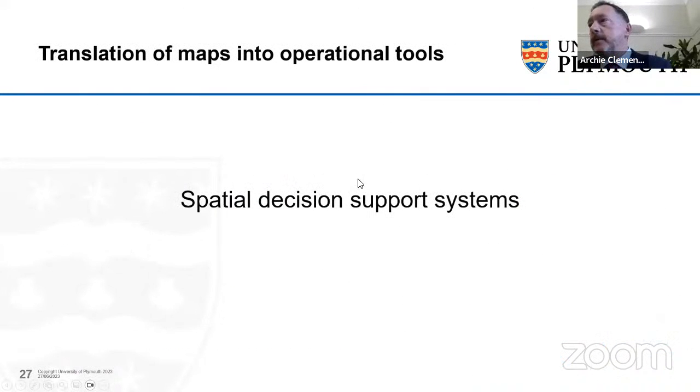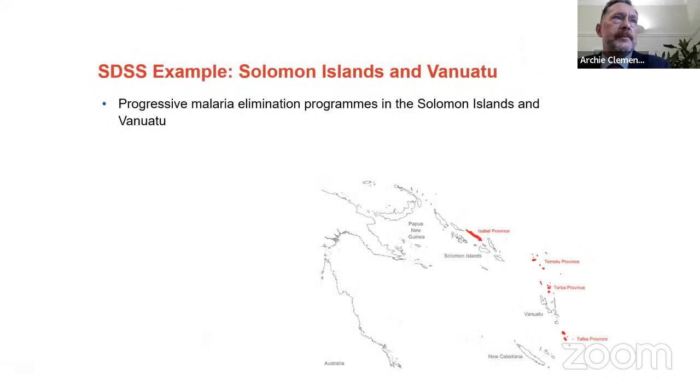Okay, and the last bit of my talk is the translation of maps not only into policy tools, but also into operational tools. And the framework that I've been working on is the Spatial Decision Support System framework. So what are spatial decision support systems? They're electronic systems that are usually based on a geographical information system that provide operational information that can be useful for decision-making in a disease control setting.